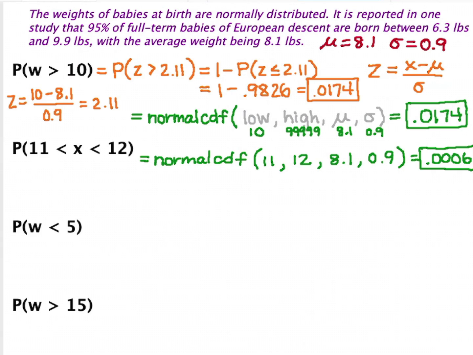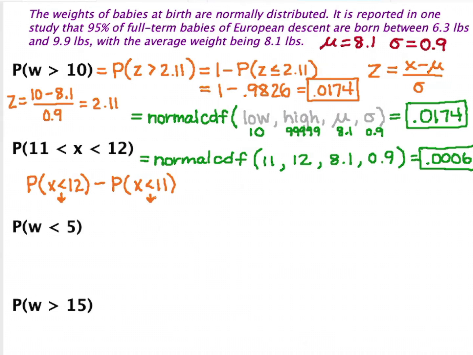I kind of like that, staying away from the z-scores and making the calculator do the work. Now remember, if we were going to do a z-score on that one, we'd have to find the probability of x being less than 12 and then subtract off the probability of x being less than 11. But we'd need to convert those both to z-scores in order to use the table. So definitely still doable, but it'd take a few extra steps.